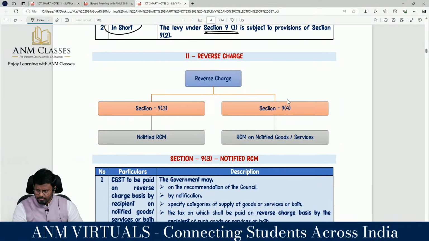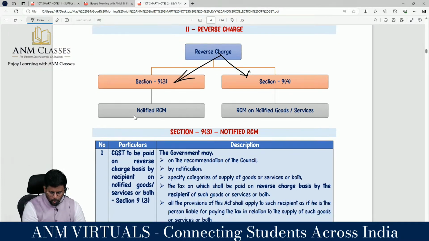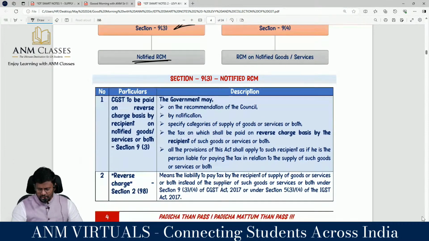What is 9(1)? What is 9(2)? Shall I move to 9(3) or 9(4)? Yes, sir. Reverse charge 9(3) notified RCM. Correct? Yes, sir. 9(4) RCM on notified goods or services.